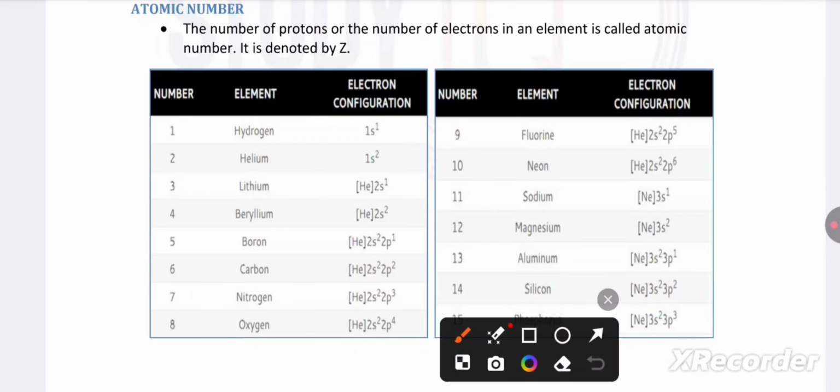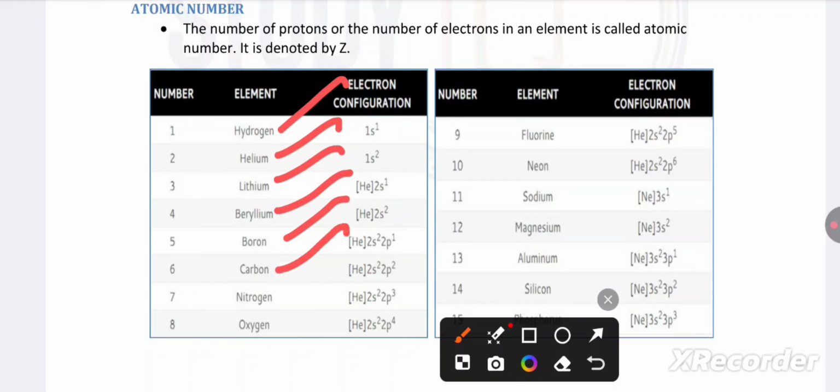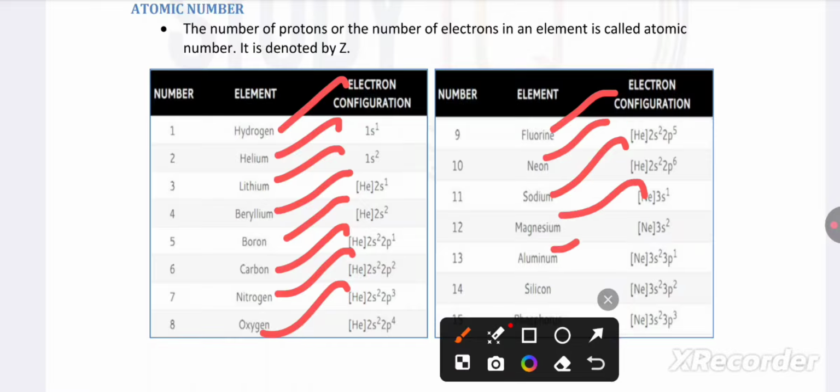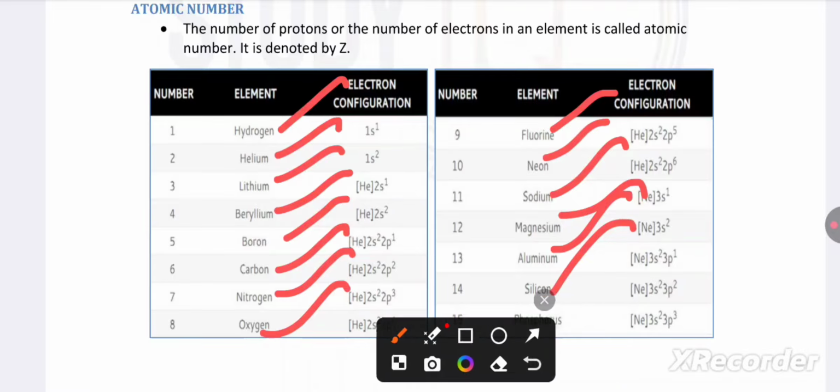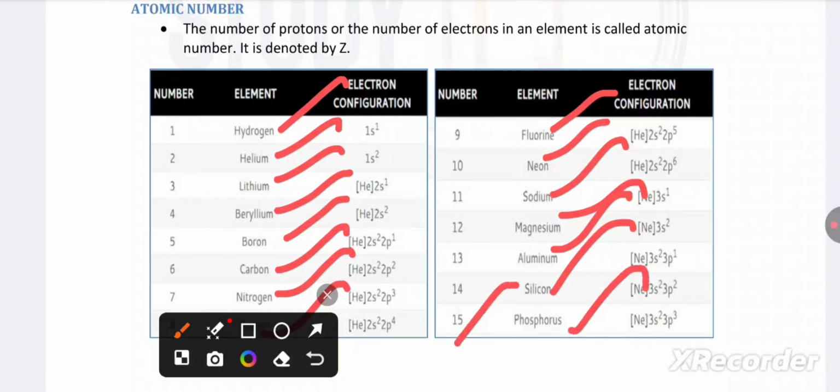These are some examples for atomic number: hydrogen 1, helium 2, lithium 3, beryllium 4, boron 5, carbon 6, nitrogen 7, oxygen 8, fluorine 9, neon 10, sodium 11, magnesium 12, aluminium 13, silicon 14, phosphorus 15.